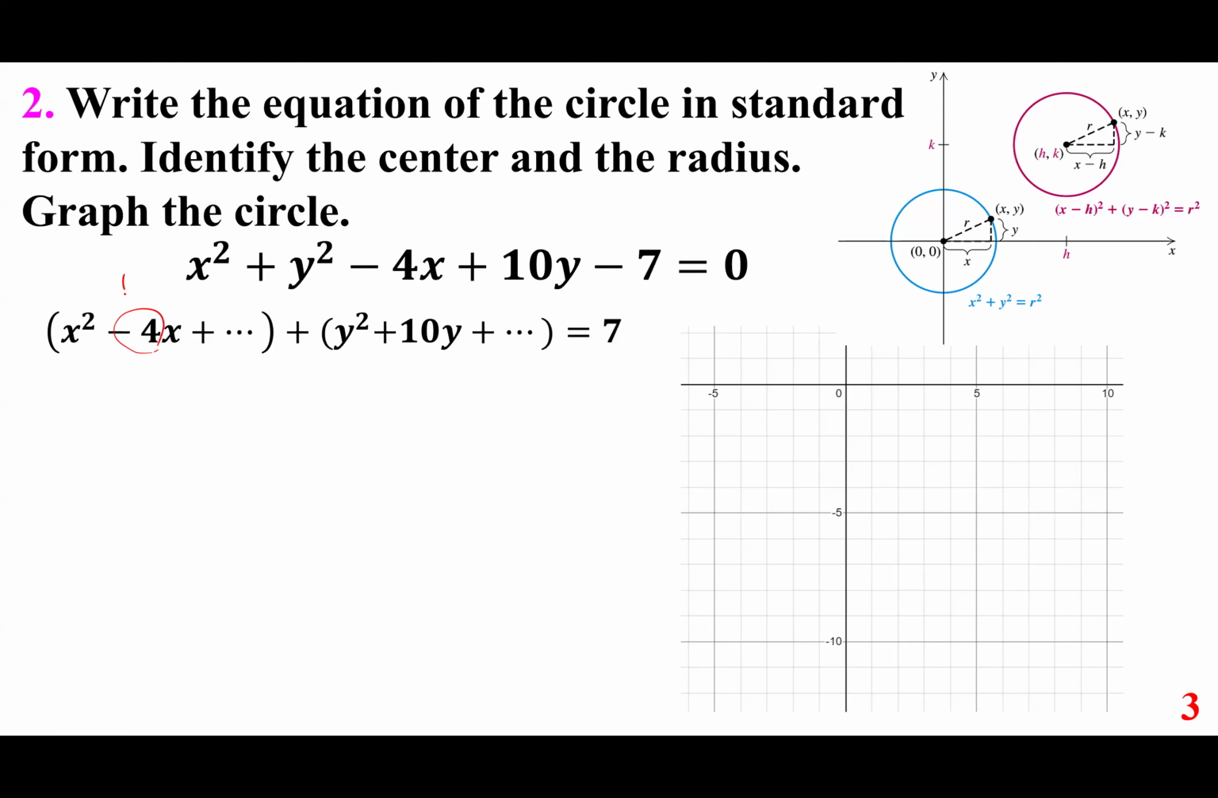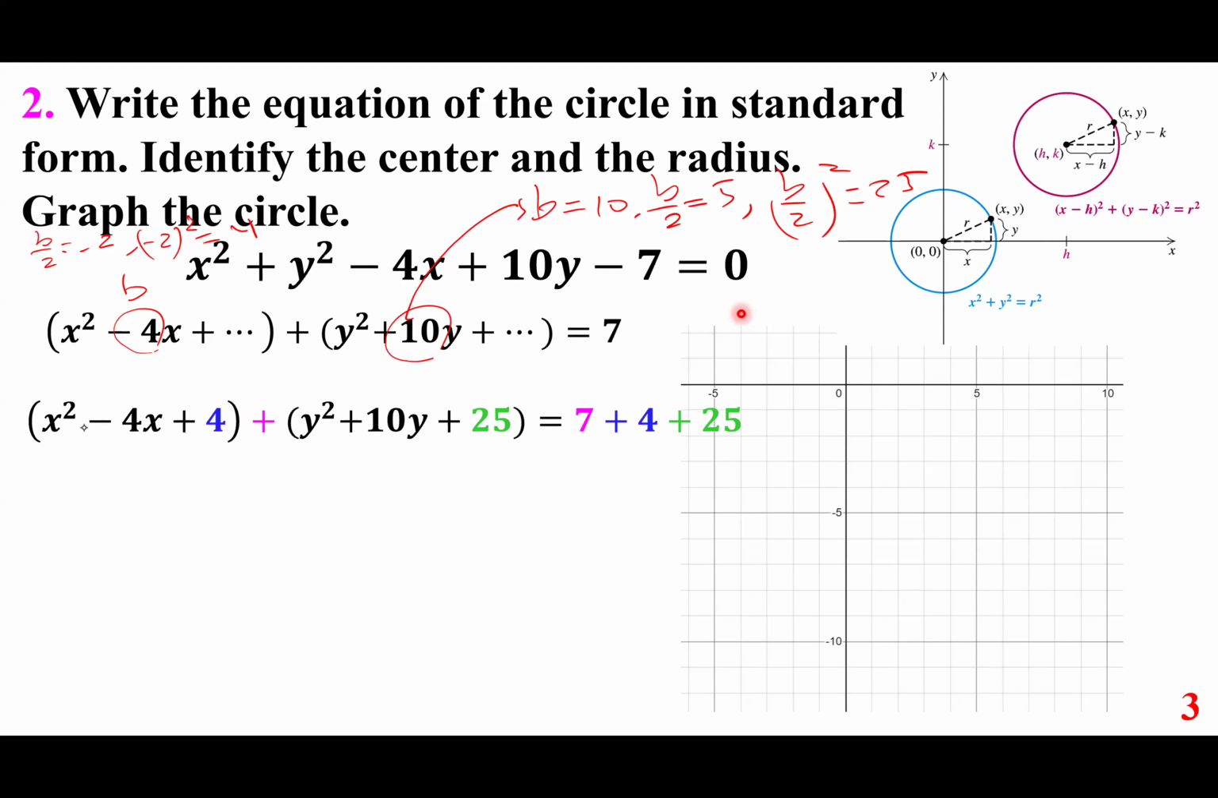So in this case, b is -4. To complete the square, we divide b by 2. We get -2. And then we square it. We get +4. In this case, b is 10, divided by 2, 5. Square it, 25. That means over here, I need to add 4. So I add 4 here and here. Over here, I need to add 25. I add 25 to both sides.